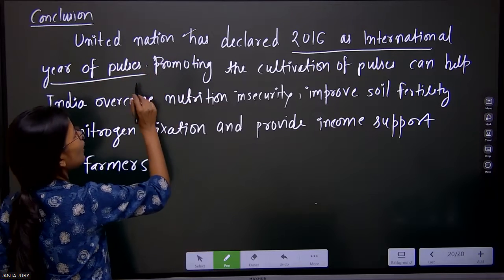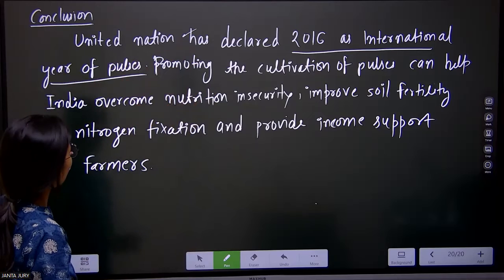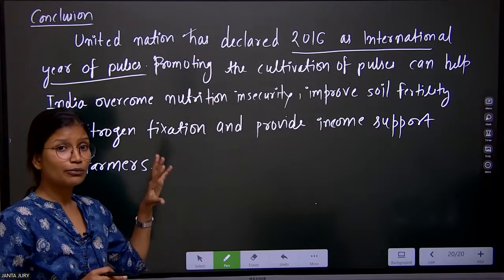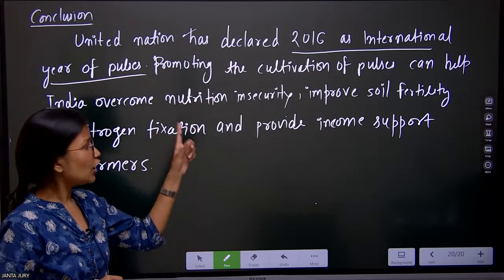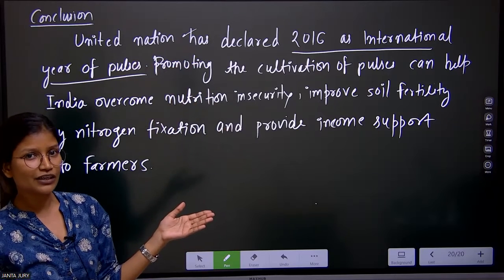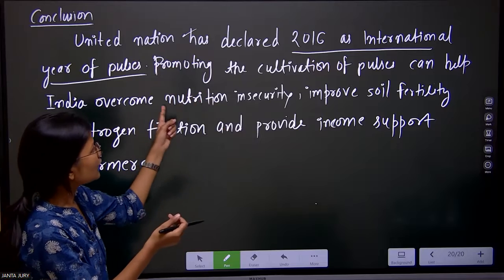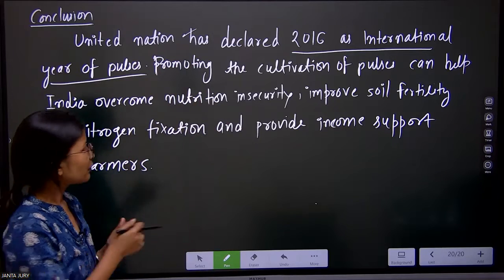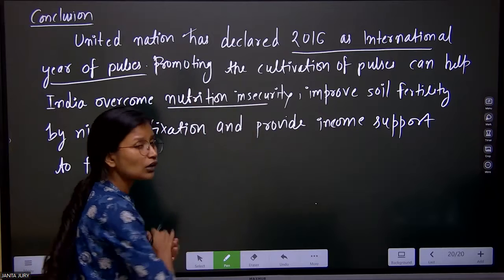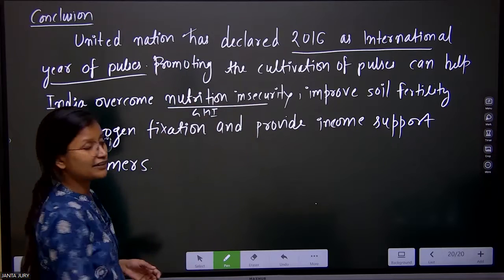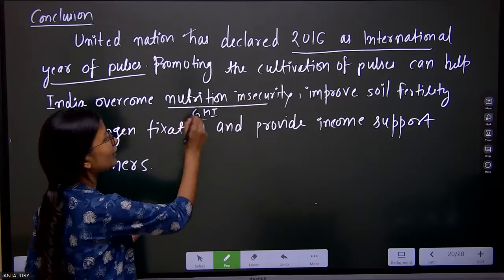Now we are saying, see, promoting the cultivation of pulses can help India to overcome nutrition insecurity. Because do you remember the Global Hunger Index, right? In the Global Hunger Index, the rank of India was way behind many countries. Okay, so we need to reduce our nutrition insecurity. Fine. So we need to focus upon that here. Okay, GHI, Global Hunger Index. Sorry, not health, but hunger index.